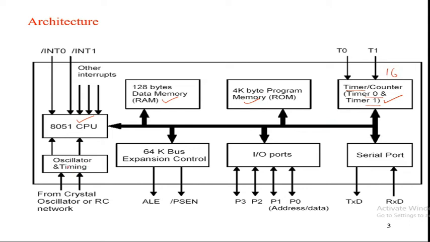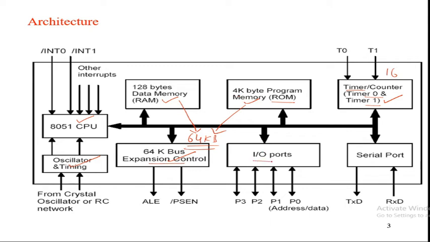Already we discussed the internal timing devices, and the 64K bus expansion control. That is, 4 kilobytes of ROM is there, and if this ROM is not enough, then we can handle an additional external 64 kilobytes of ROM. RAM can also be extended to 64 kilobytes externally. To control this external 64 kilobytes, we have an expansion control unit in order to utilize the external memory along with the internal memory.